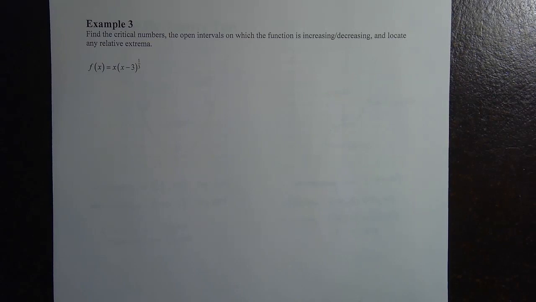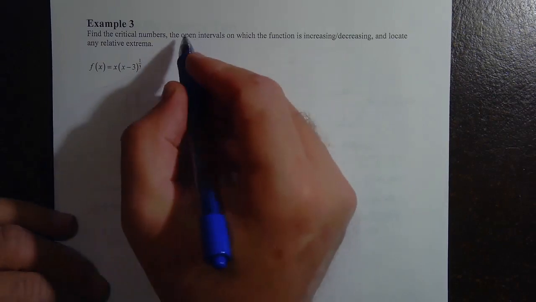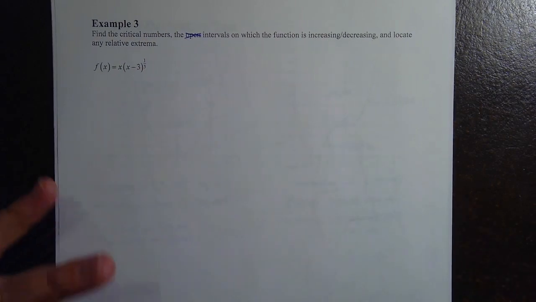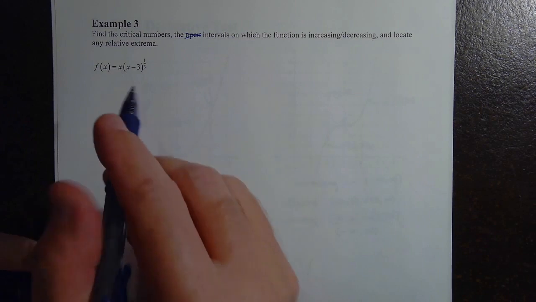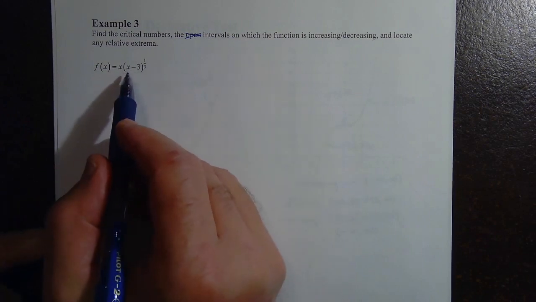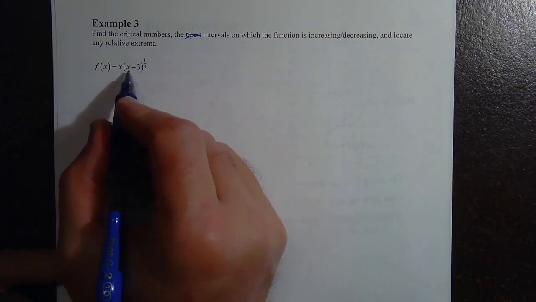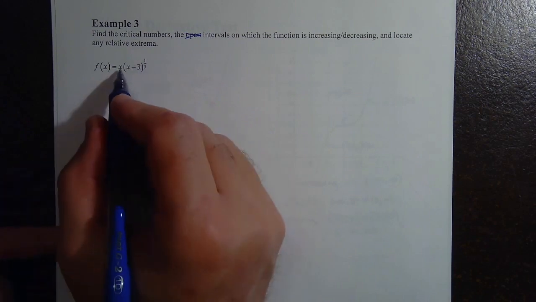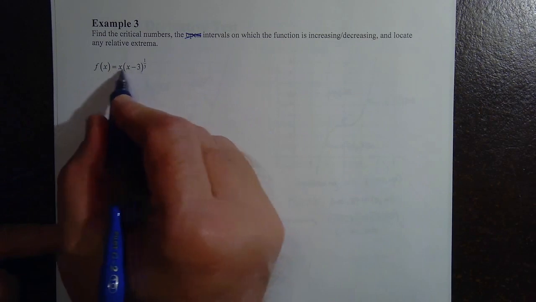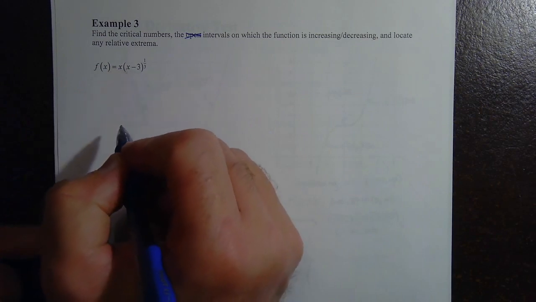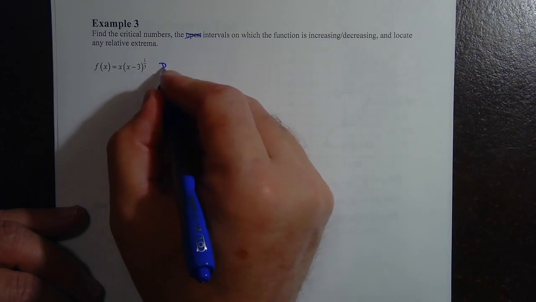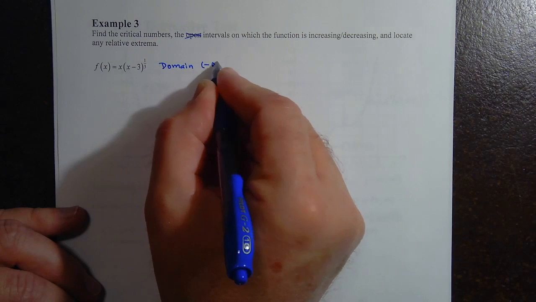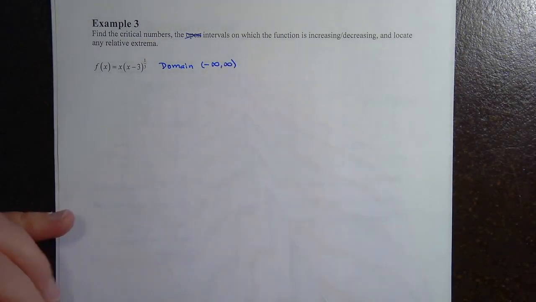All right, so for this next problem, we want to find the critical numbers and once again, the intervals on which the function is increasing, decreasing, and then we want to locate any extrema. So we have a product here. We've got to look at this. This is the 1/3 power, which is a cube root. Cube root has no restrictions, so you can put any x value in here. So the domain is -infinity to +infinity.